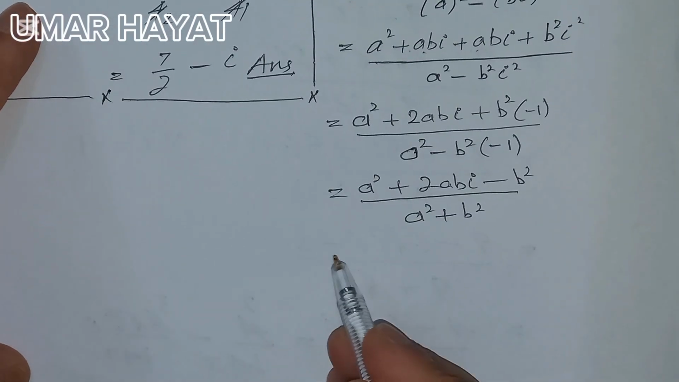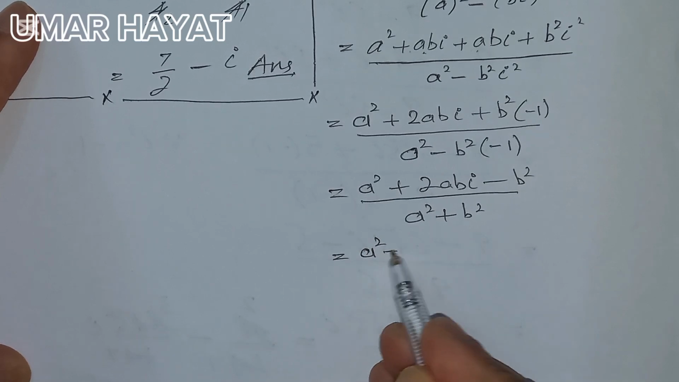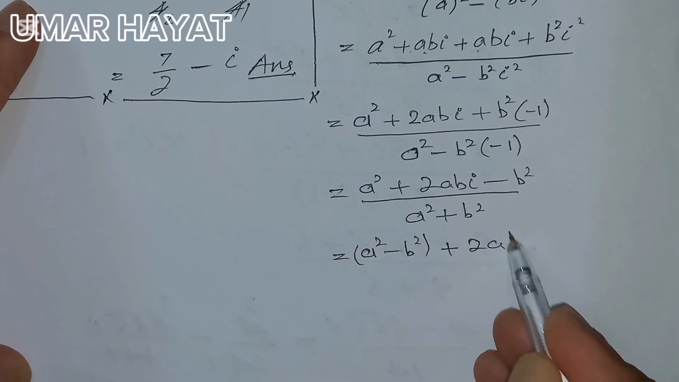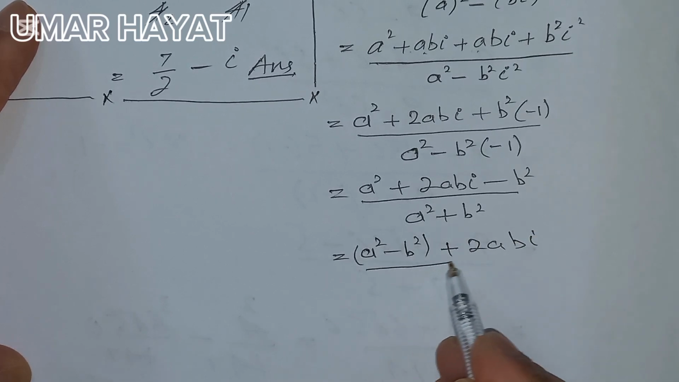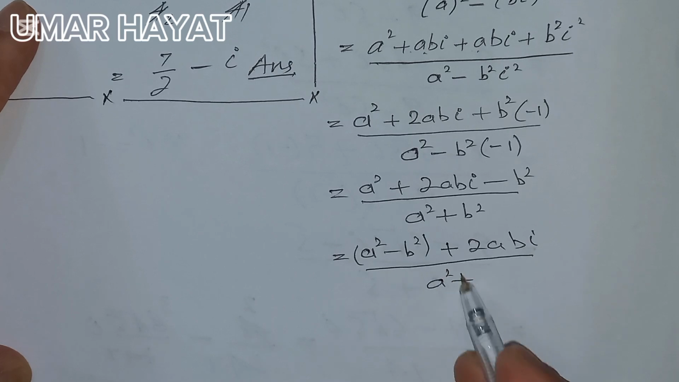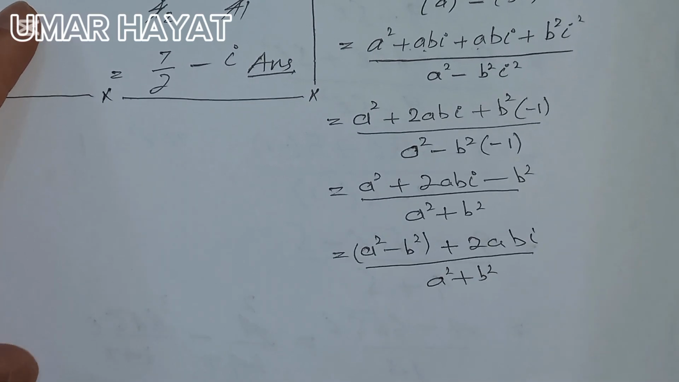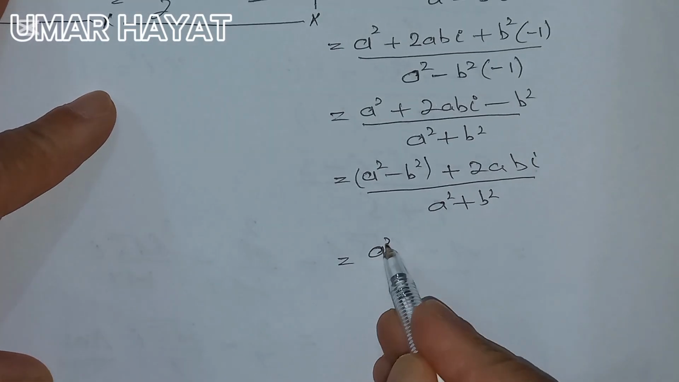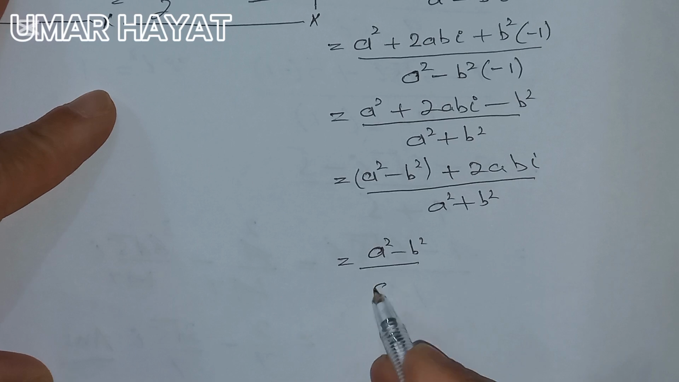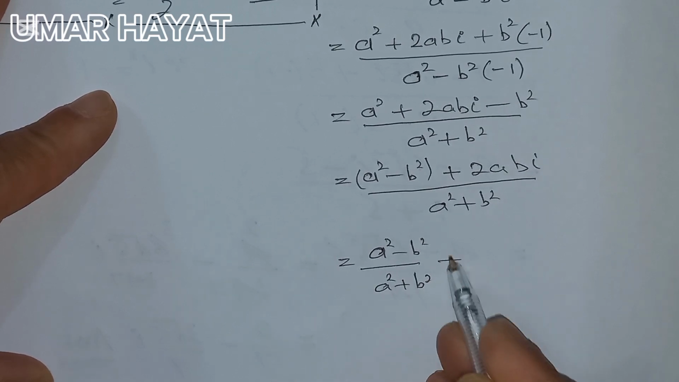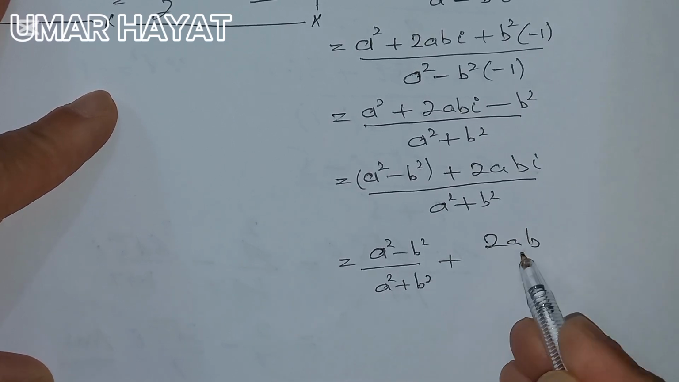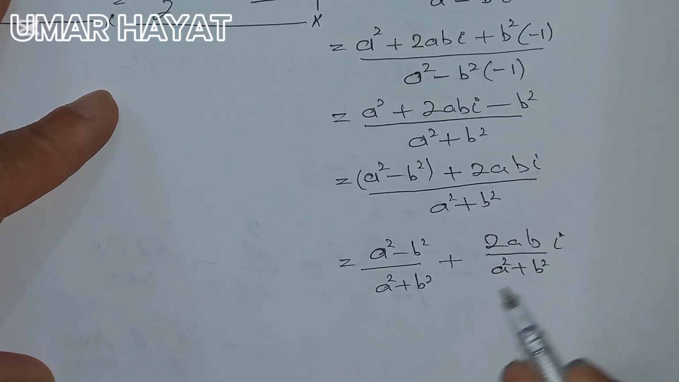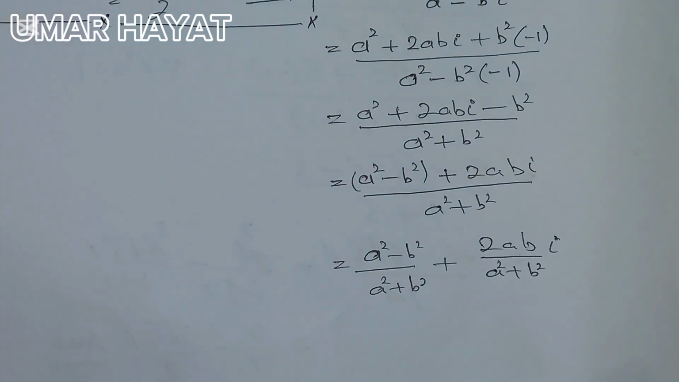So it can be written as a square minus b square as its real part, and 2abi is its imaginary part, and this is divided by a square plus b square. Now this can be written in a + bi form in this way, that we divide a square minus b square by a square plus b square, and 2abi by a square plus b square. So this is the a + bi form of this question.